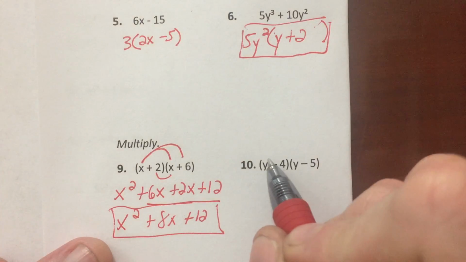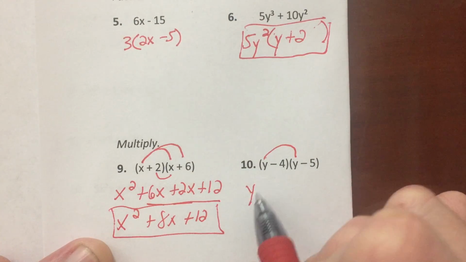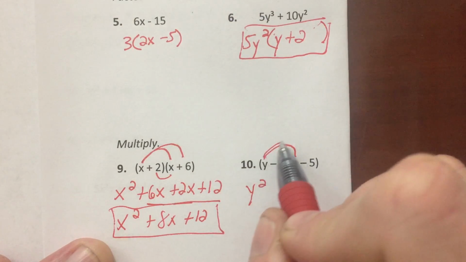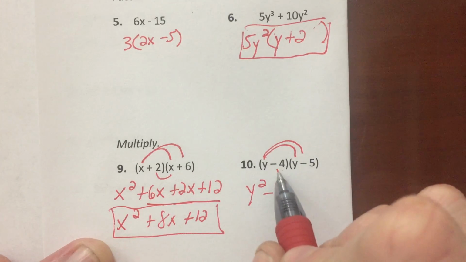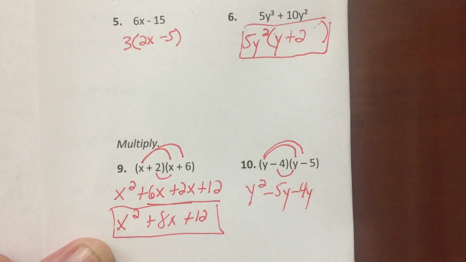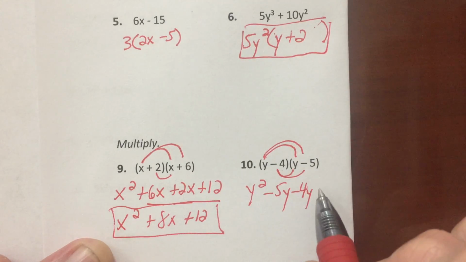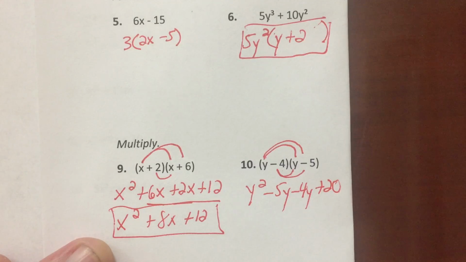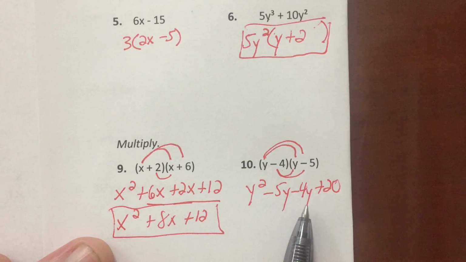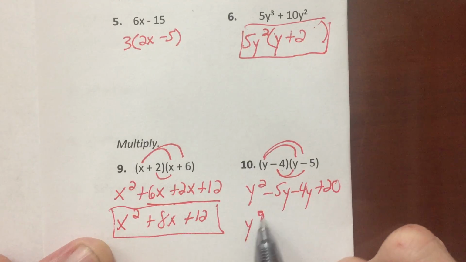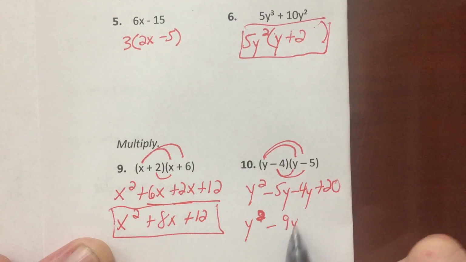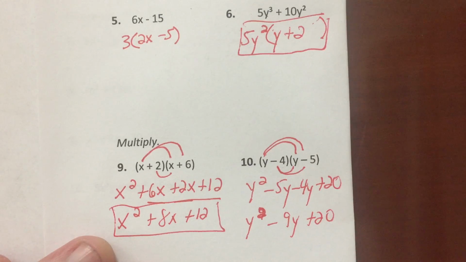Number 10, y times y would be y squared. Y times negative 5 is negative 5y. Negative 4 times y is negative 4y, and negative 4 times negative 5 is a positive 20. Negative 5y and negative 4y combine in the middle to make negative 9y. So I get y squared minus 9y plus 20.